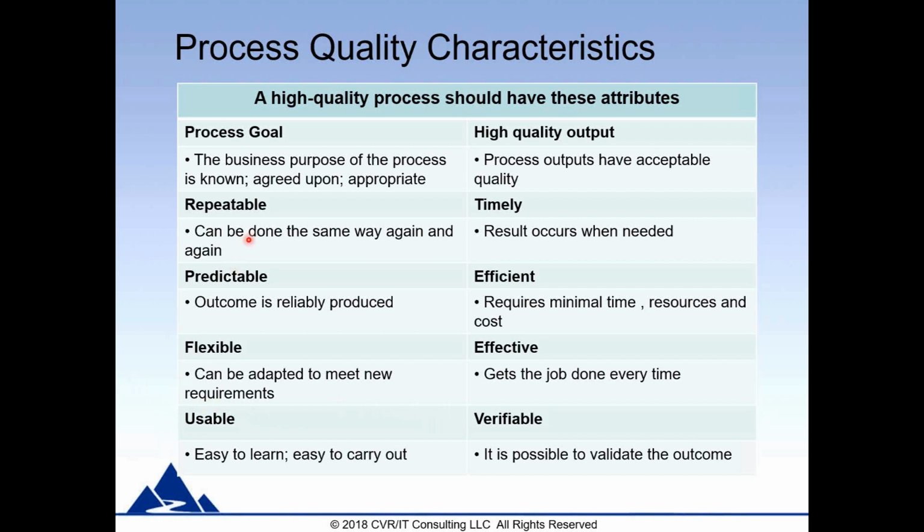Our process output should be of sufficiently high quality to create the value that we want from the process. Process outputs should occur in a timely manner. We should be able to get those outputs with minimal time, resources, and cost put in. And the process should be effective, which means it gets the job done every time. Finally, the process should be verifiable, which means it should be possible to validate that we have the outcome that we need. So when we engage in process analysis work, when we try to improve processes, these are the quality characteristics that we try to build into any new process or to build up in existing processes.